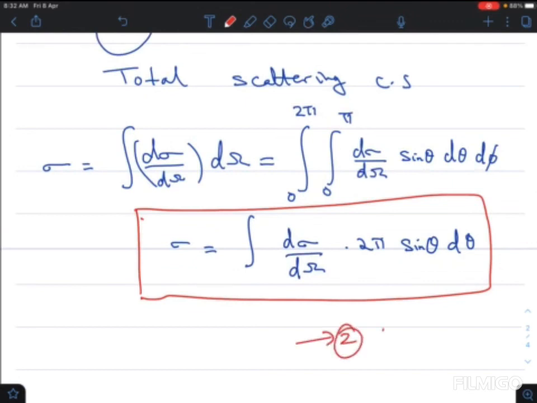So now in the next lecture I will be dealing with the wave mechanical picture of scattering. That is the quantum mechanical picture. This is a classical theory. So we have the quantum mechanical picture of scattering, and there we introduce the scattering amplitude. Okay, thank you.